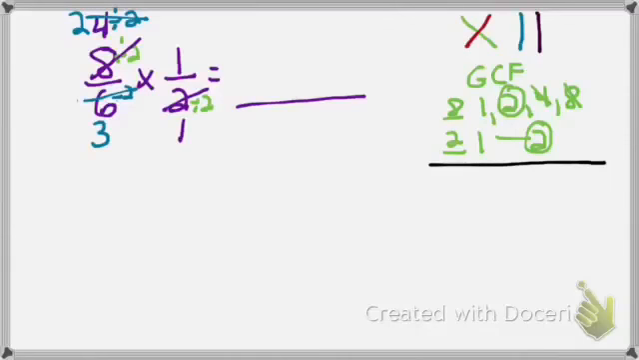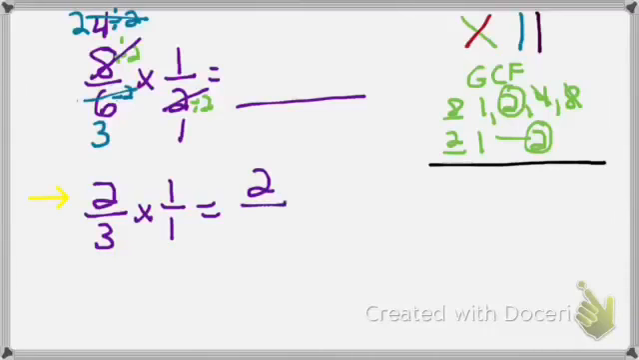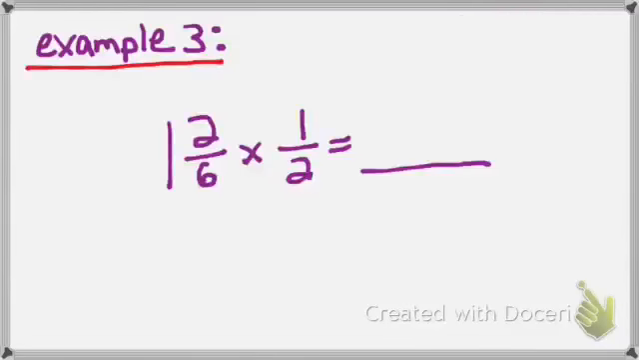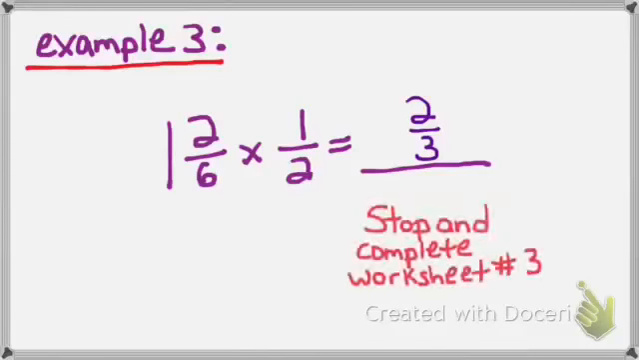So let's rewrite this very sloppy mess, because neatness makes a big difference in math. And now I have 2/3 times 1 over 1. When we multiply, it's numerator times numerator, denominator times denominator. So I'm going to say 2 times 1 equals 2. Fraction bar. 3 times 1 equals 3. Okay, that is a proper fraction. It will work in a chicken fight, so I'm going to go ahead and put my answer of 2/3 back into my original problem. And I have my final answer, 1 2/6 times 1/2 equals 2/3. Please stop the video and complete worksheet number 3 right now.